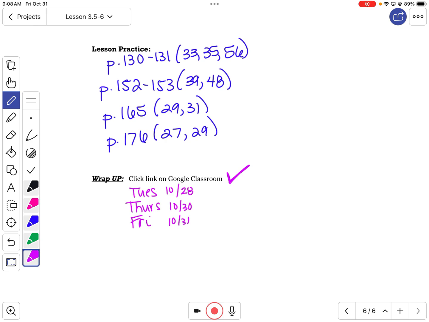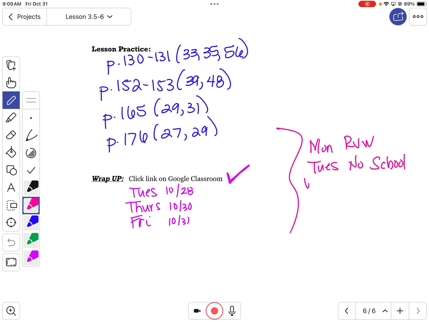Next week, here's what the schedule is going to look like. Monday we're going to review. Tuesday you have no school. It's an election day with no election. Wednesday we're going to review. Thursday I'm going to be out, but you're going to take your test. Y'all know what to do. And then Friday we will do test correction. I will come back by and pick up your test when I get back from the doctor. So that will be next week.